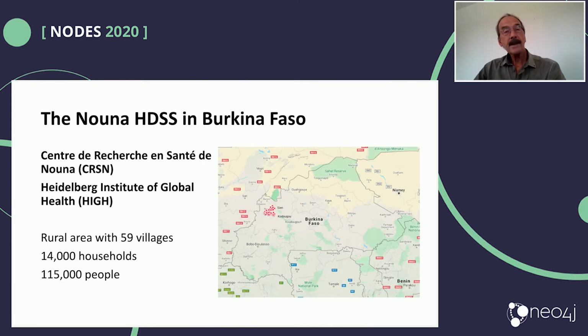The HDSS in question is the NUNA HDSS in Burkina Faso, which is administered by the NUNA Health Research Center in partnership with the Heidelberg Institute of Global Health. It comprises 59 villages with around 14,000 households and 115,000 people. Here you can see the 59 villages represented as little red dots.